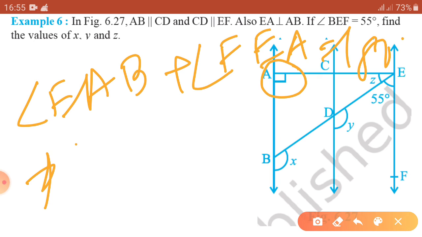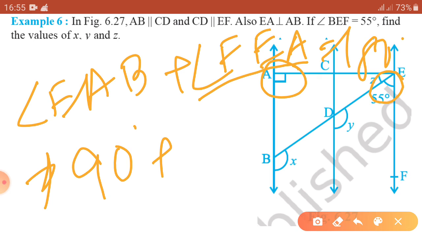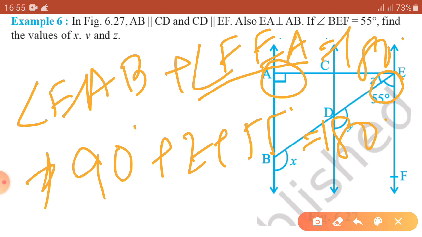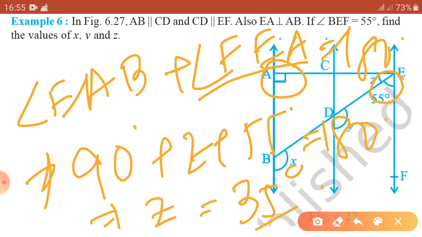Then you can write angle EAB equal to 90 degree and angle FEA equal to Z plus 55 degree. This angle in total will be Z plus 55 degree is equal to 180 degree. Okay, so we can find from here that Z equal to 180 degree minus 90 minus 55 degree. So obviously we get Z equal to 35 degree.